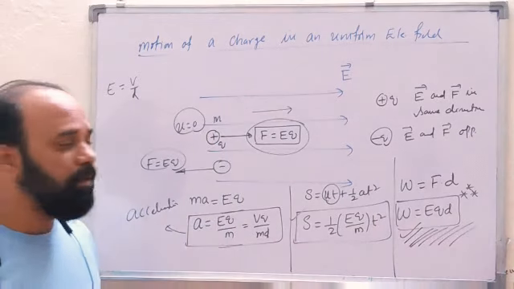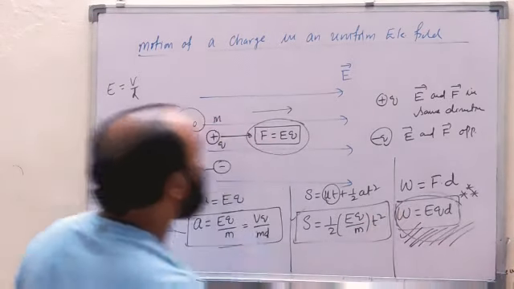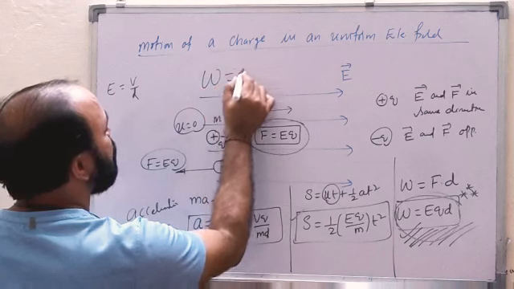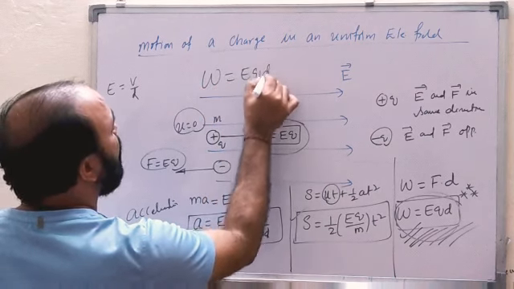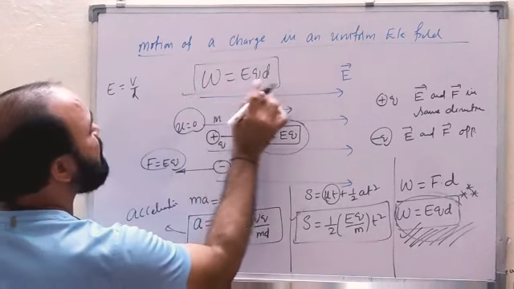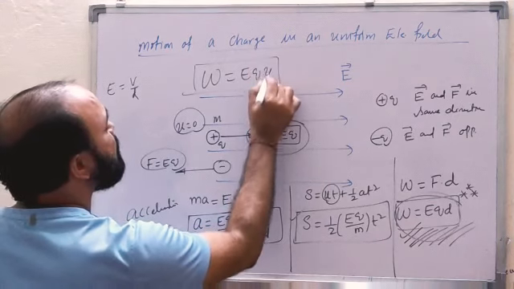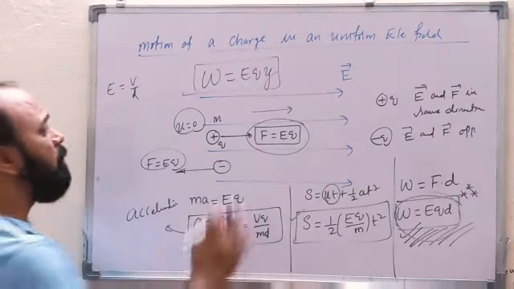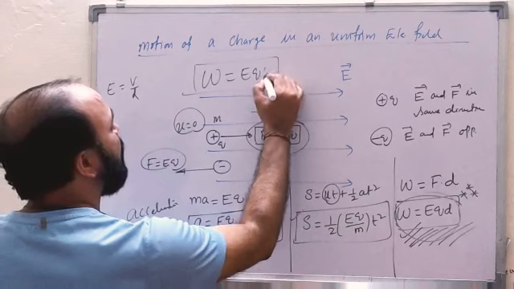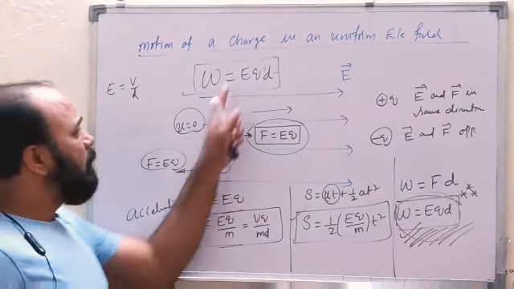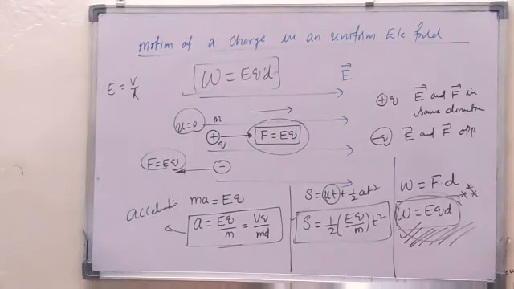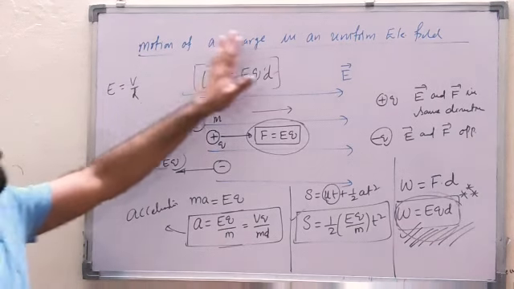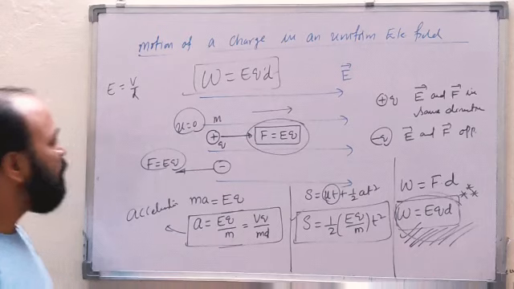Box it. Okay? Work done is equals to EQ into d. One time in CET, instead of d, they gave y. So this is the option: EQy. Okay? So I am writing here EQ into d. Electric field, charge, distance. So this is about uniform electric field.